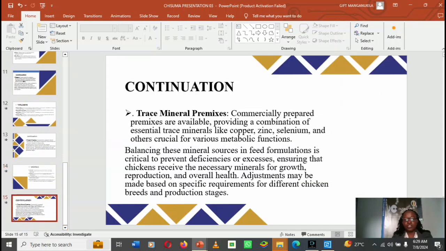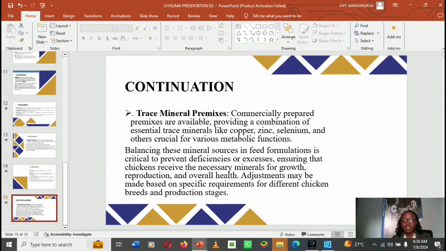Okay, so continuation, trace mineral premixes. So on minerals, I think I've explained this already. There are commercially prepared premixes that are available, providing a combination of essential trace minerals like copper, zinc, selenium, and others that are crucial for various metabolic functions. Balancing these mineral sources in feed formulations is critical to prevent deficiencies or excesses, ensuring that chickens receive the necessary minerals for growth, reproduction, and overall health.